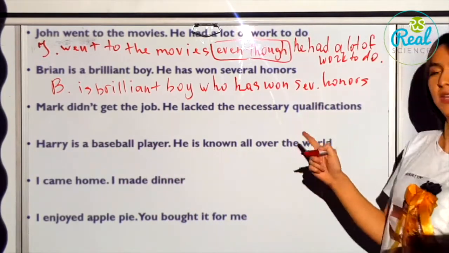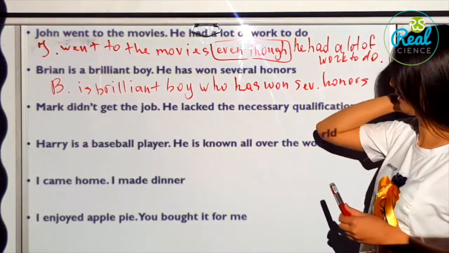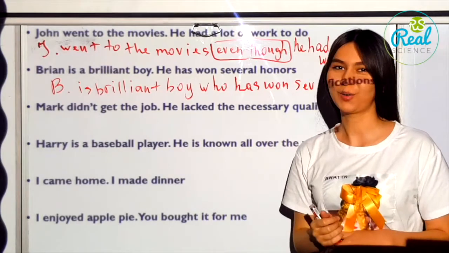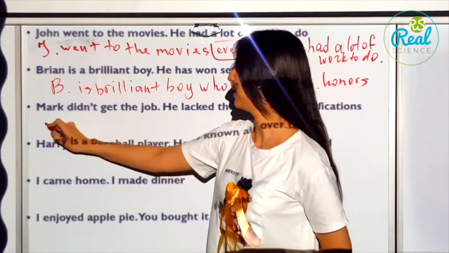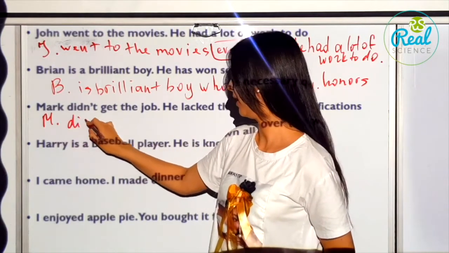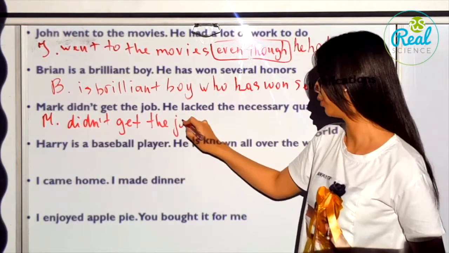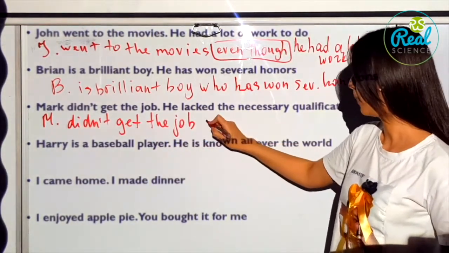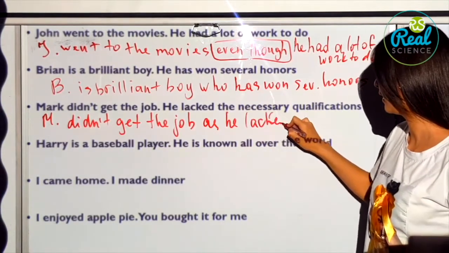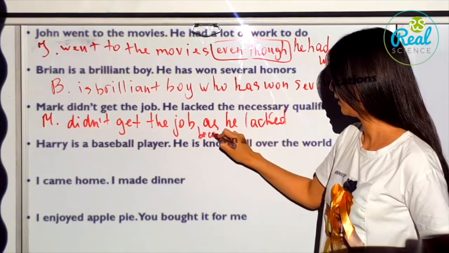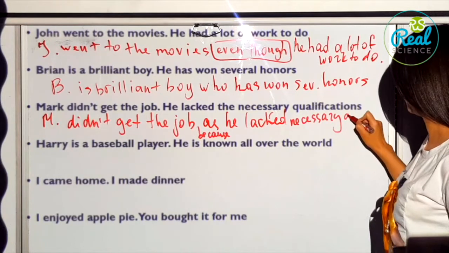Next one: Mark didn't get the job. He lacked the necessary qualifications. We can add as. Therefore, he lacked the necessary qualifications. No, as. Okay, it's possible, like the reason. Mark didn't get the job, meaning he did not get the job, yes? Mark didn't get the job as he lacked, or you can say because also, yes? Because he lacked necessary qualifications.